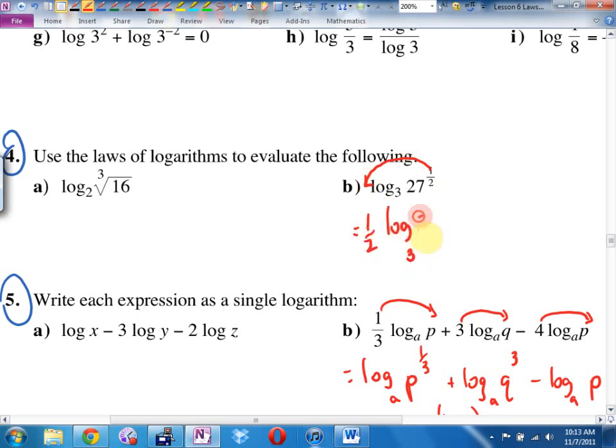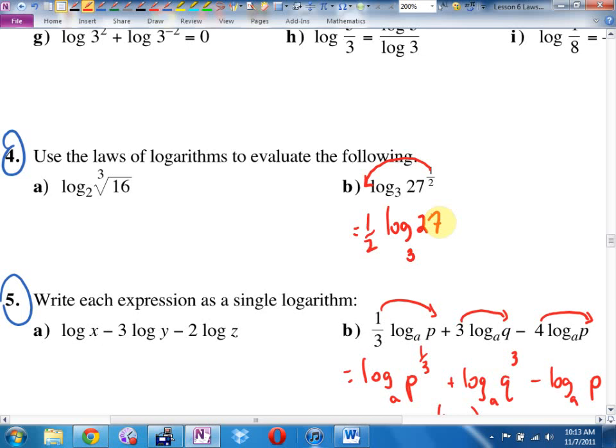Yes? Not done yet, but is that legal? What is the log base 3 of 27? With authority, please. 3 to what power is what? What is the log base 3 of 27? You're right, with authority, though, not as a guess.